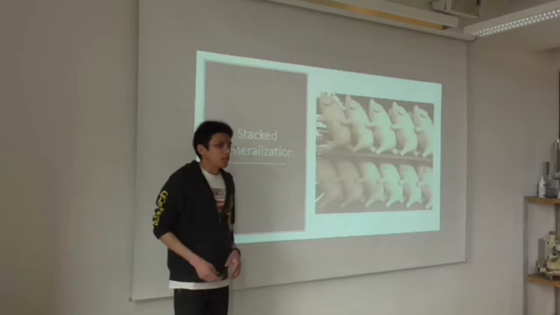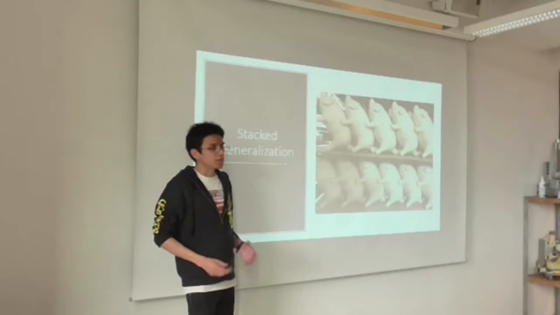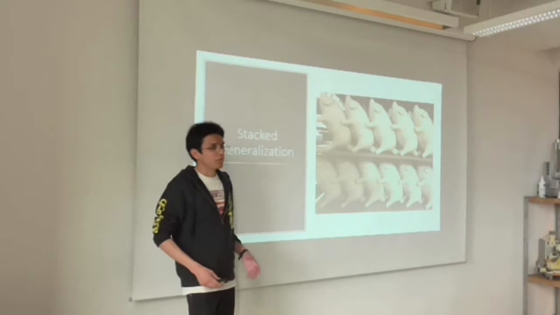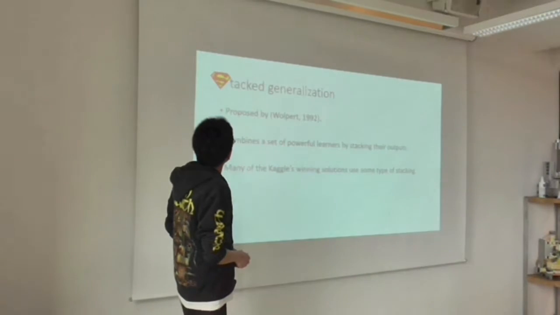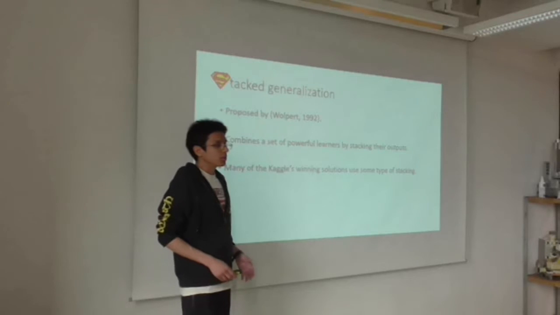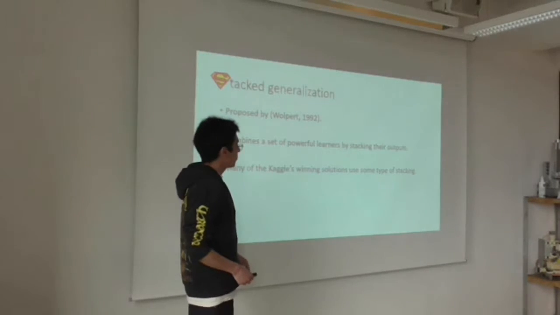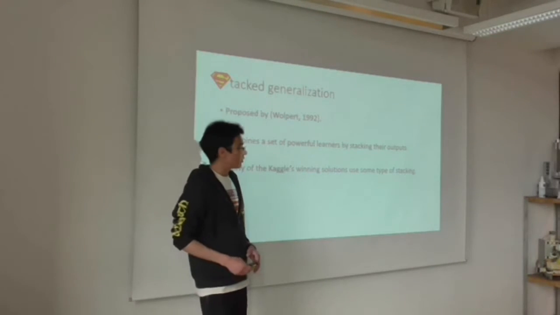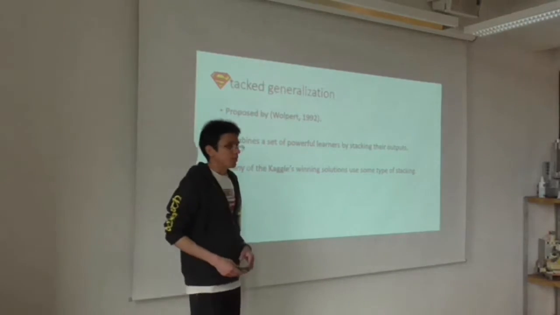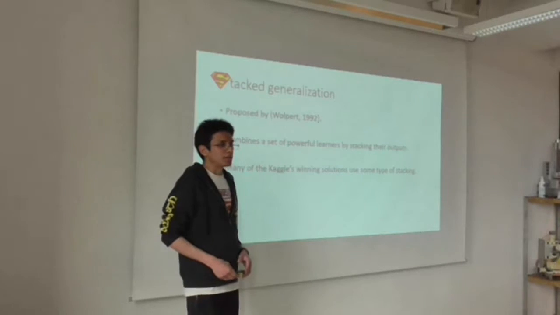And the next topic is called stacked generalization, which is a method that involves building very powerful classifiers and somehow combining the predictions of those classifiers to create an even more powerful classifier. Stacked generalization was proposed by Wolpert in 1992, and in the original paper he used neural networks for regression problems, but also for classification problems. The basic idea is to combine powerful base level classifiers or learners by stacking their outputs. Many of Kaggle's winning solutions use some type of stacking. So if you want to win competitions, then you should use some type of generalized stacking methods.